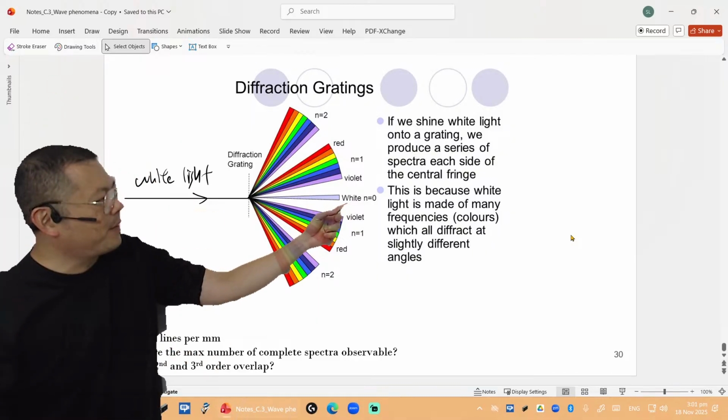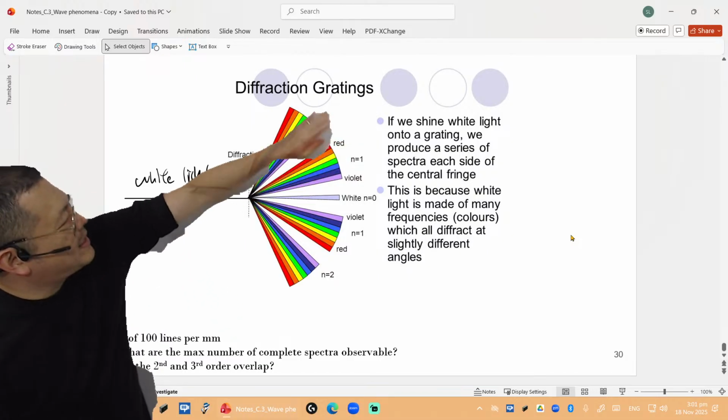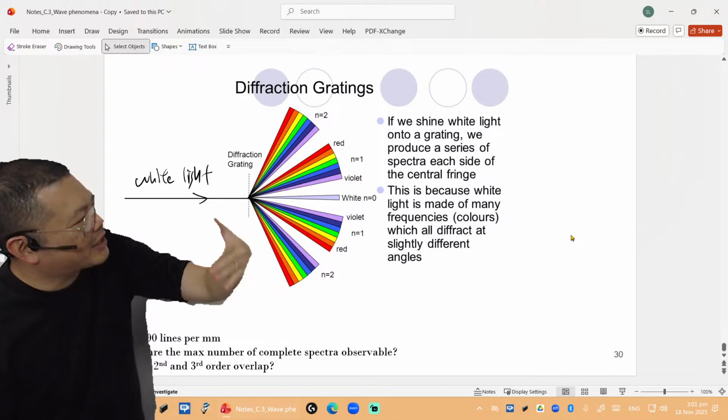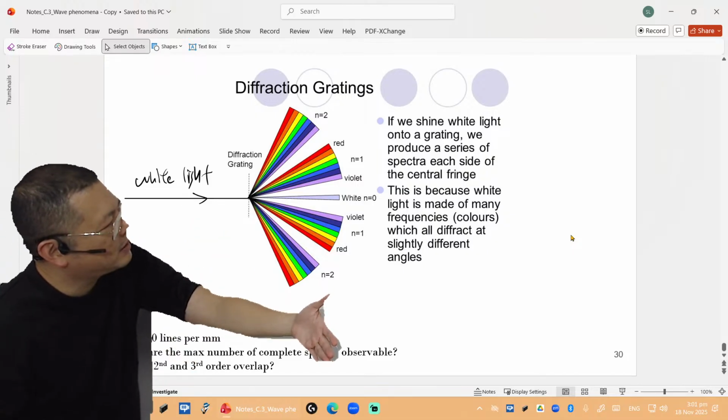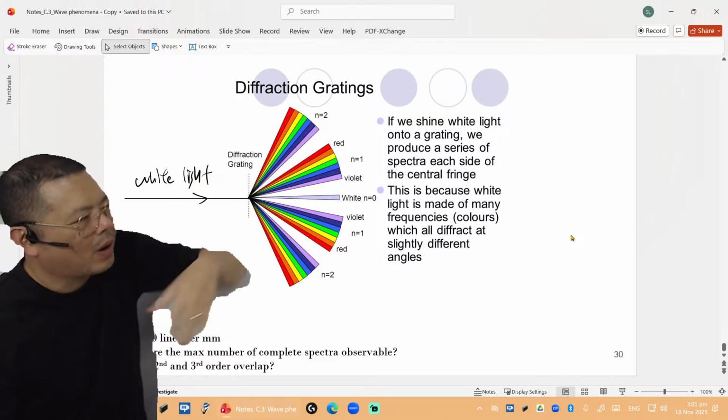There you go. Constructive interference of all colors, white in the middle, right? This is first order maxima, this is second order maxima. Notice which color tends to bend the most. Red bends the most, right? For each of the orders, red bends the most. Why?